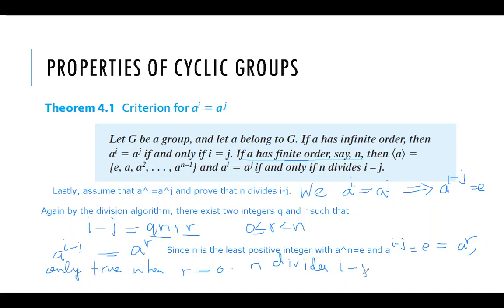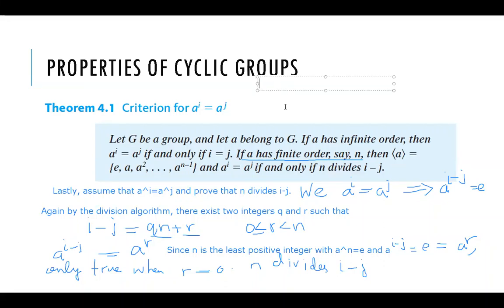So we have proved one side of the theorem, that a^i equals a^j if and only if n divides i minus j. So we have proved that if a^i equals a^j, then n divides i minus j. The converse part is very simple. Let's try to prove the converse.